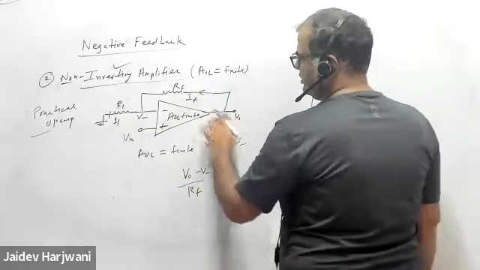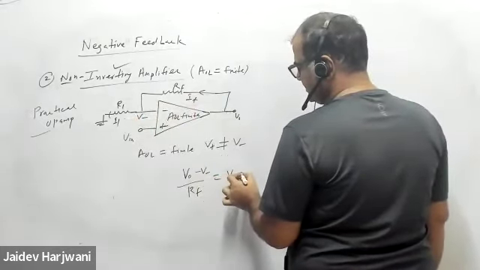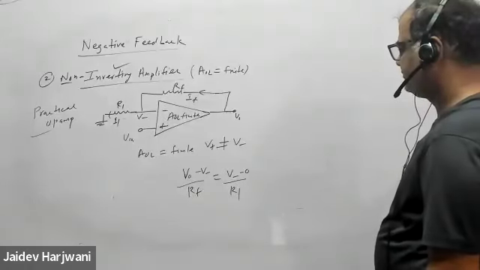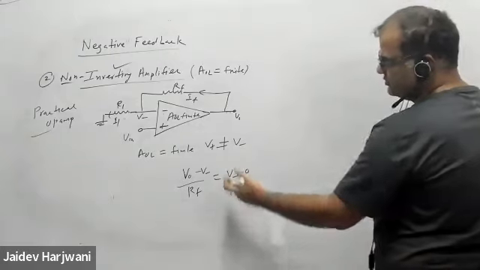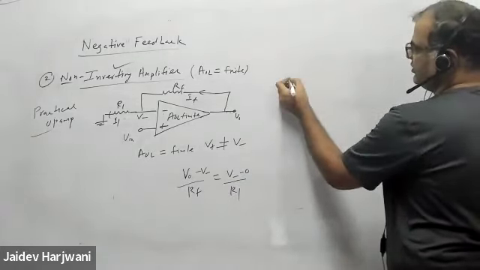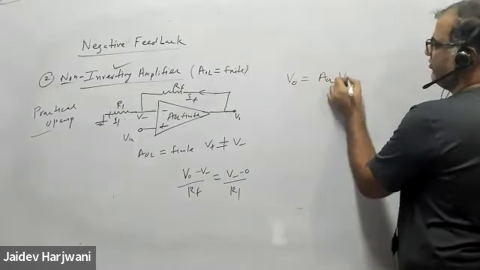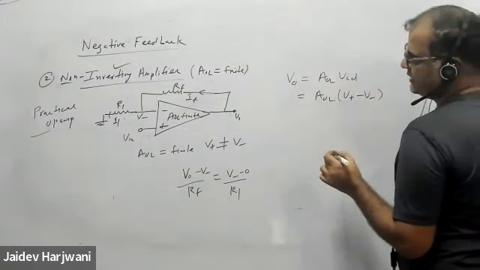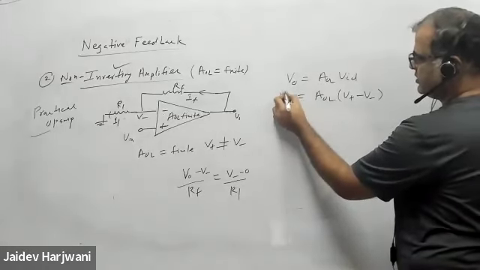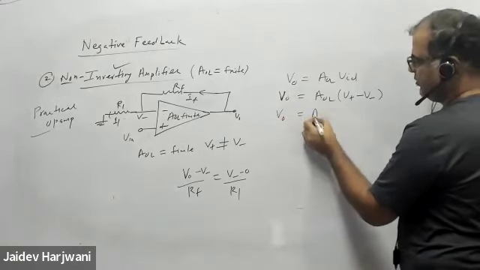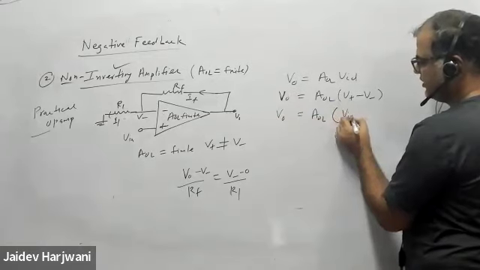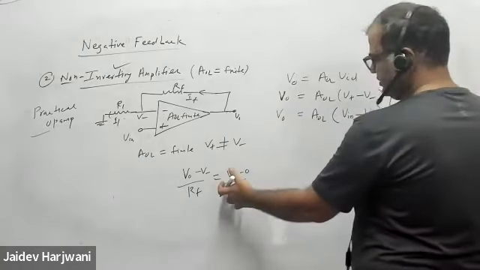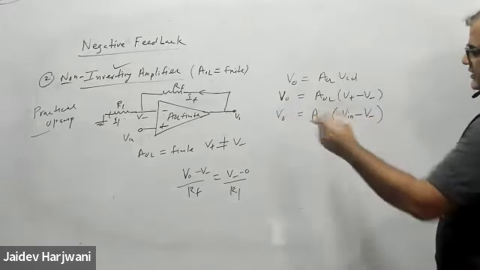Okay, (V naught minus V minus) upon RF is equal to (V minus minus zero) upon R1. And you also know the value of V naught is AOL times VID. VID is V plus minus V minus. This is V naught, and V naught equals AOL times V plus minus V minus, where this time V plus is V input and the other is V minus. Now I can calculate the V minus value and put it here, so I can find the relation very easily.